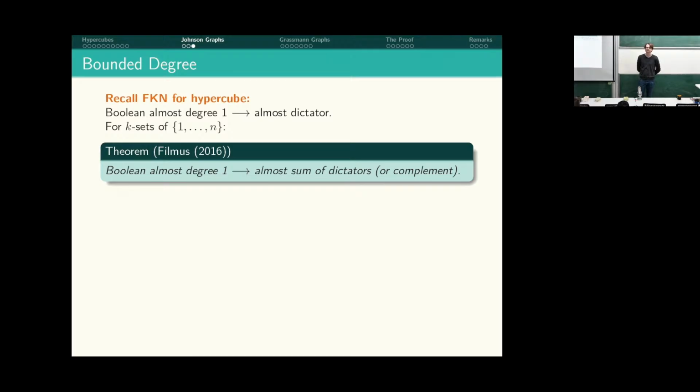Okay, now what other types of results do we have? We have that for the hypercube, if we are Boolean and almost degree 1, then we are almost one of these 4 examples. That is also true for k-sets, except that now it could be a sum of these examples, depending on what the value of k is compared to n.